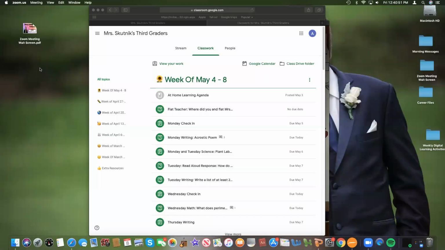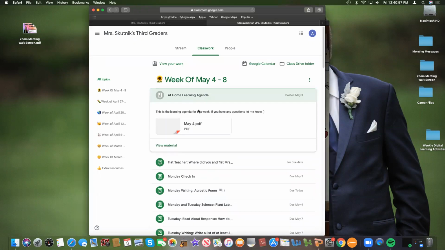how to best help your student, or if the students are watching, so you know what you need to get done. So we're going to start off with looking at Google Classroom. All right, so on Google Classroom, we're going to look at the agenda slide for today and go over what it says we need to do.